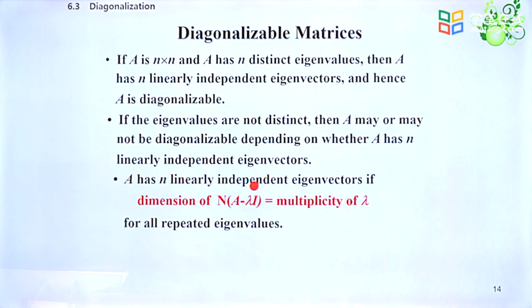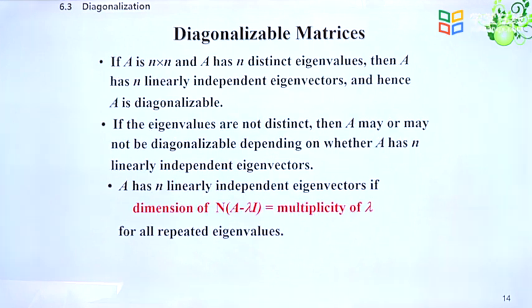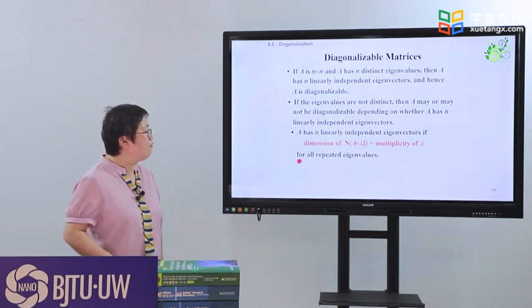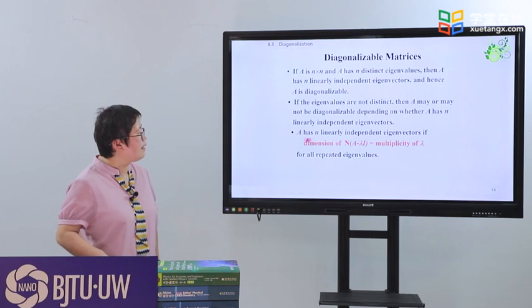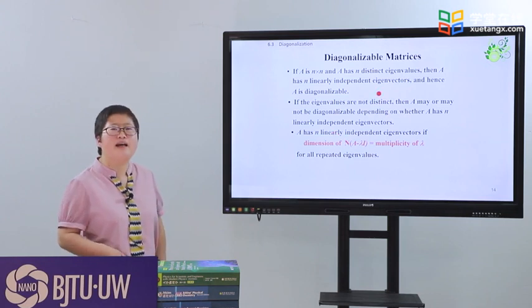A has n linearly independent eigenvectors if the dimension of the null space of A minus lambda I, the eigenspace, equals the multiplicity of lambda for all repeated eigenvalues. If this holds, then A has n linearly independent eigenvectors. Then A is diagonalizable. Okay.